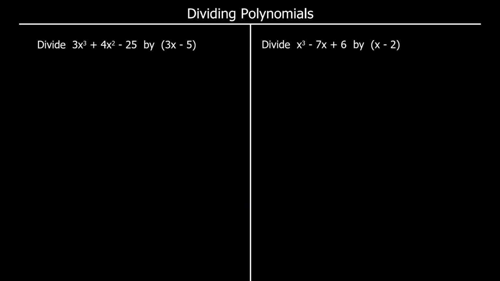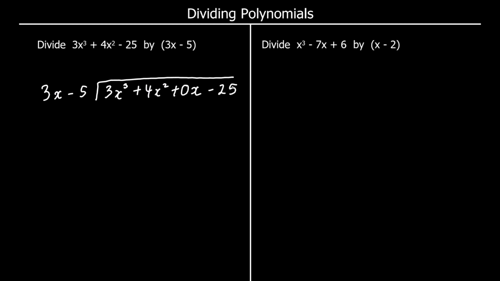This time the question's different because there's no x term. There's a missing column. So when we've got a missing column, we need to add it back in. We can't just miss out a column. We need to keep that column, and we can do that by just writing a 0 in it. So I've got 3x cubed, I've got 4x squared, I've got nothing in the x's. I'm just going to write 0x, just so the column is still there, and then minus 25.